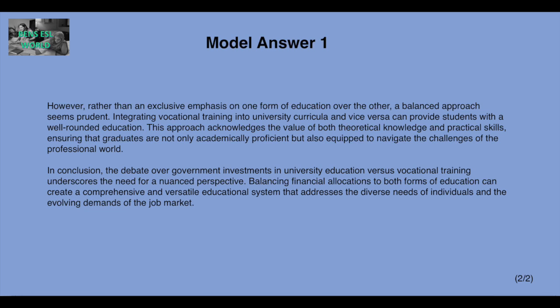In conclusion, the debate over government investments in university education versus vocational training underscores the need for a nuanced perspective. Balancing financial allocations to both forms of education can create a comprehensive and versatile educational system that addresses the diverse needs of individuals and the evolving demands of the job market.